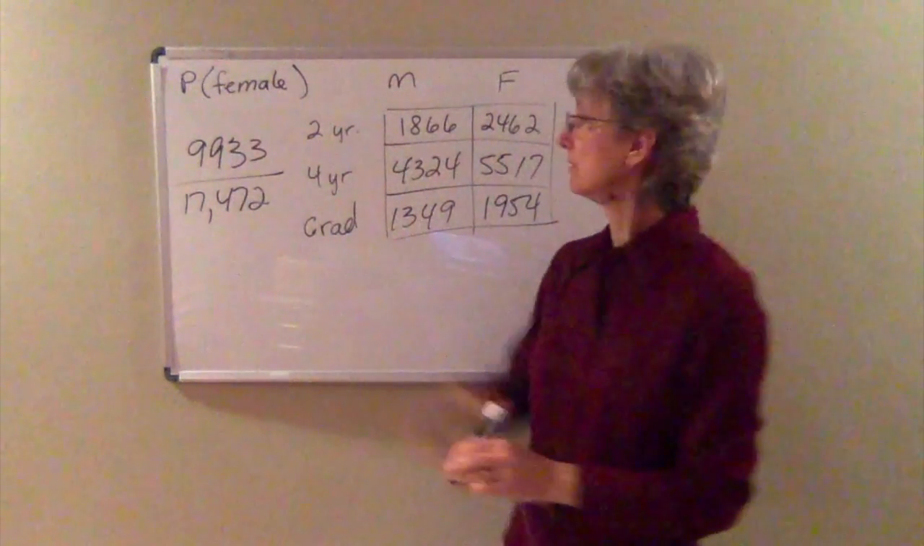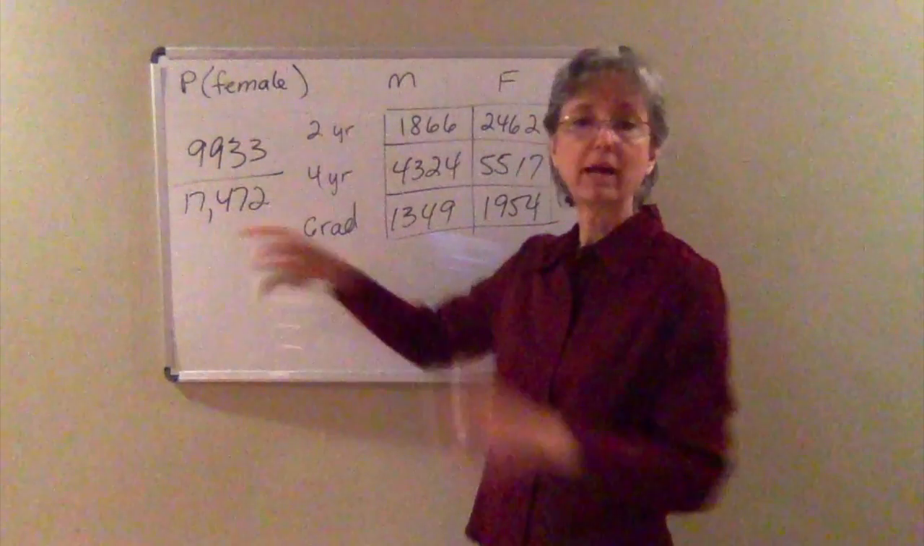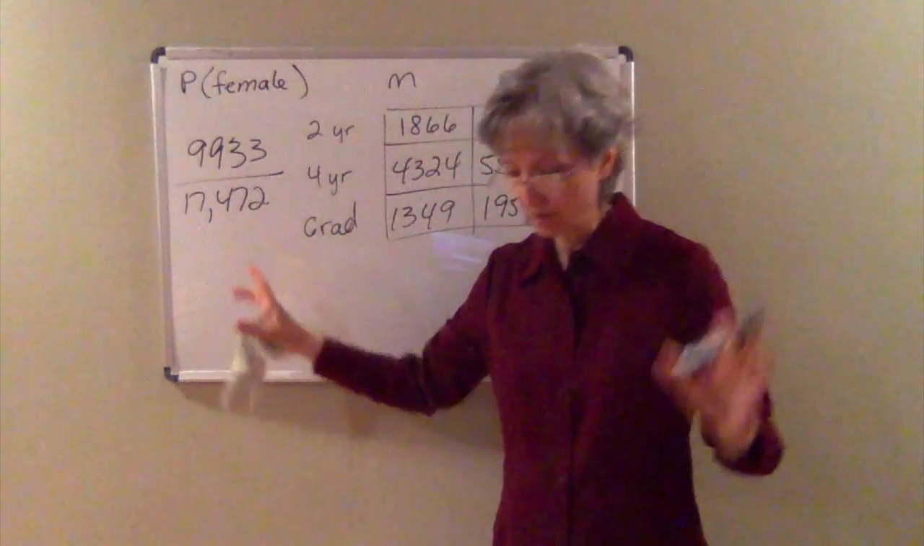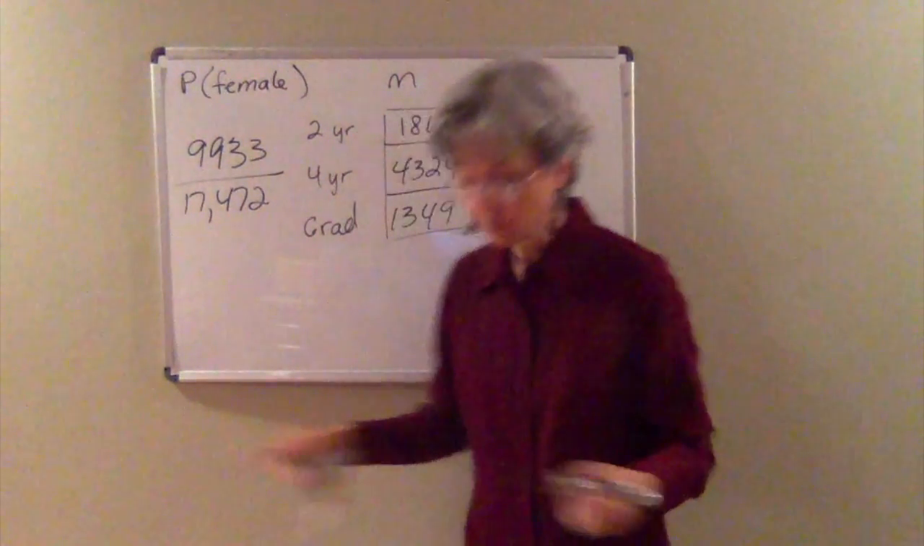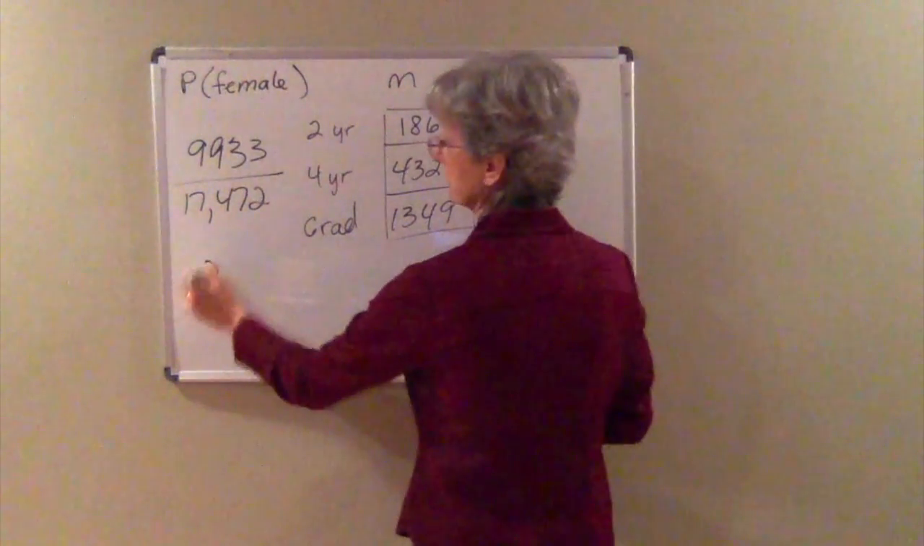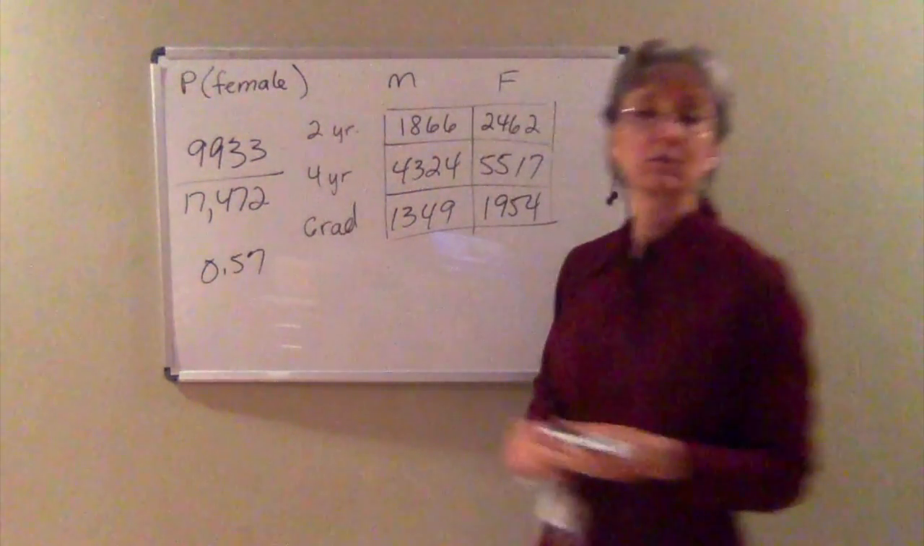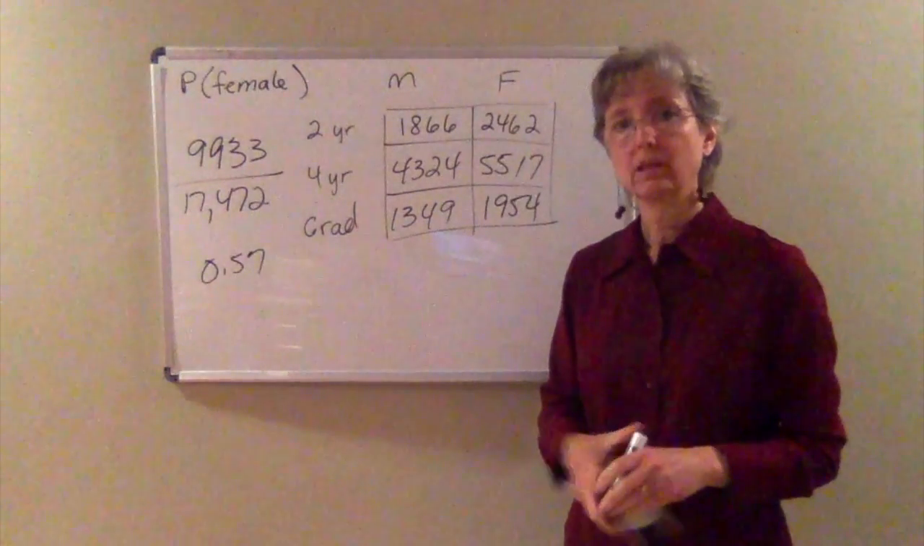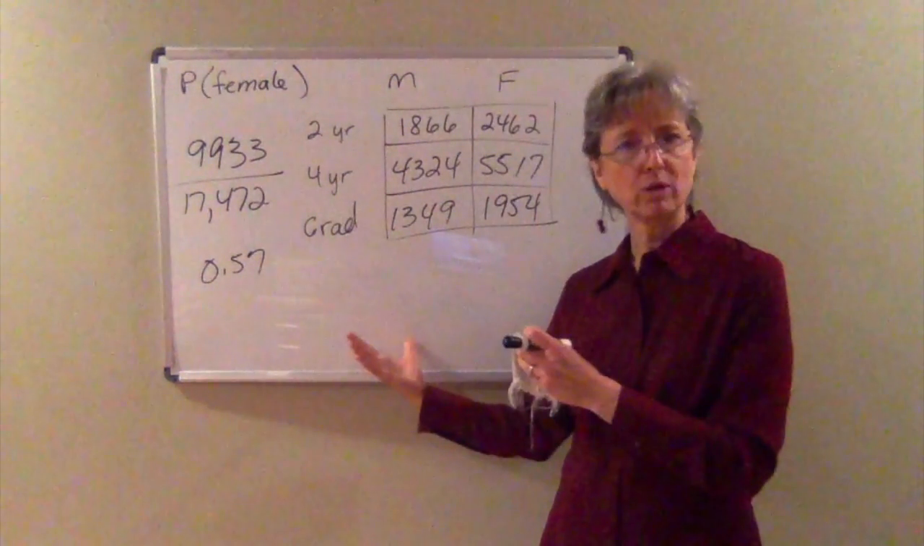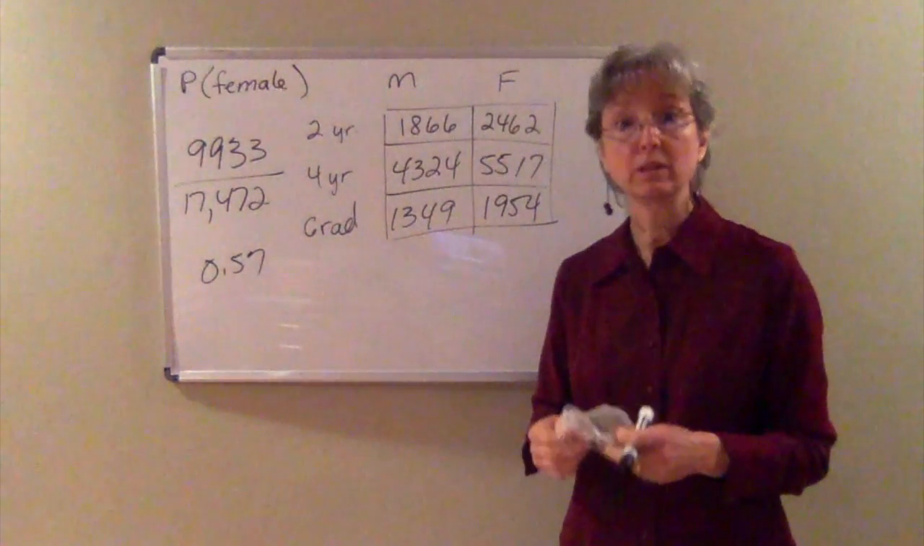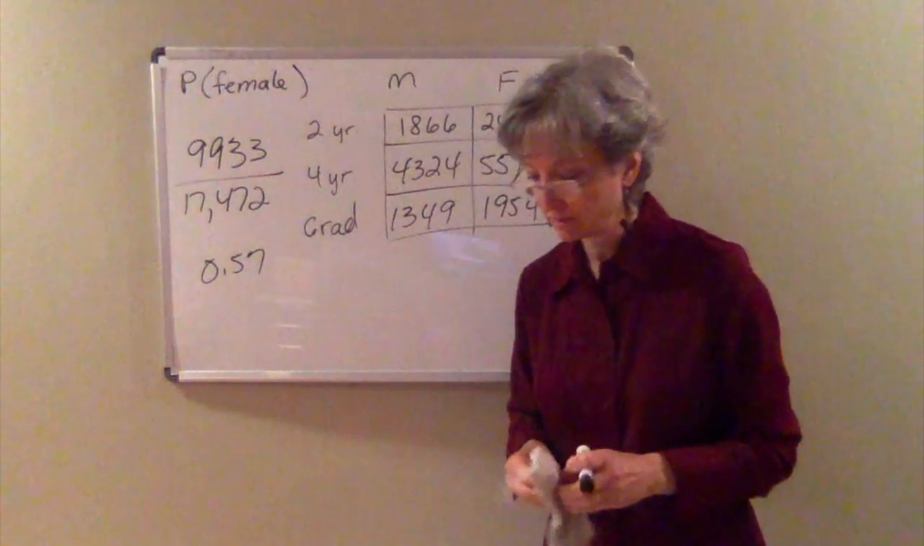You divide the total number of females by all of the students in all of the colleges, and you get about 0.57, or about 57% female in 2005. Okay, that's to see the difference between straight probability and the conditional probability that limited that sample space.